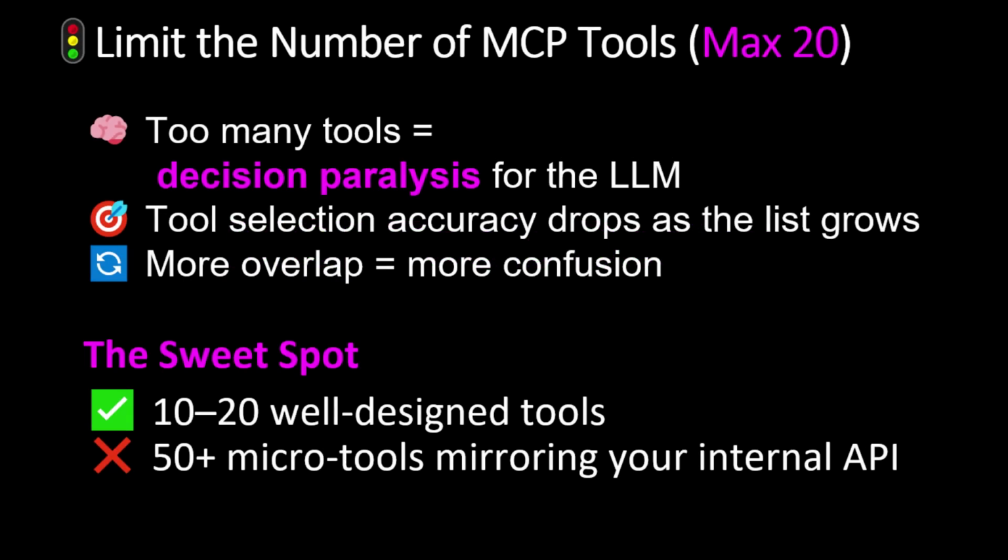This is something most people completely underestimate. Too many tools. It sounds powerful. Let's expose everything. Bad idea. Too many tools create decision paralysis for the LLM. Tool selection accuracy drops as the list grows. More tools mean more semantic overlap. Similar names, slightly different parameters, overlapping responsibilities. The LLM starts guessing, and guessing means mistakes. More overlap equals more confusion.